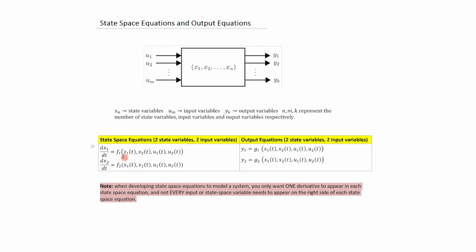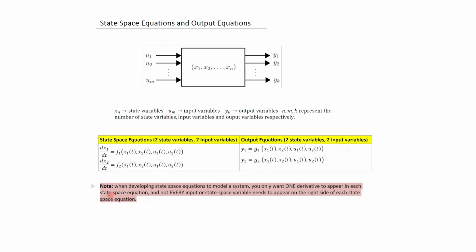And these are functions of x1, x2, the 2 state variables, and u1, u2, the 2 input variables. So it could be a function of both of them, one of them, maybe none of them. And for the second state variable, the derivative of x2 with respect to t would be a different function of the state variables x1, x2 and input variables u1, u2. You also have the output equations, which would typically involve the 2 state variables and the 2 input variables. So you might have 2 outputs, you might only have 1 output. I've just shown an example with 2 outputs.